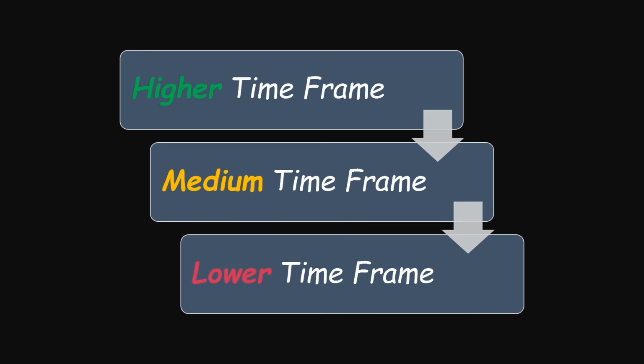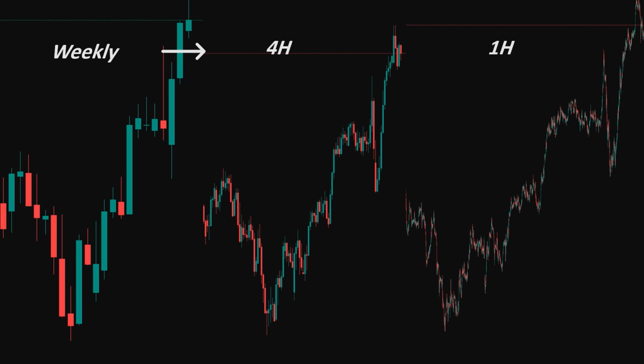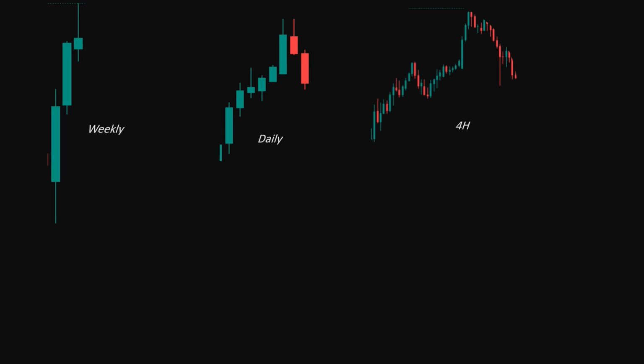Why is this approach so important? Because higher timeframes show you the real trend and the levels that truly matter. When you already know the bigger direction, dropping down to lower timeframes allows you to time your entries properly without trading against the main move of the market. In simple terms, top-down analysis helps you stay aligned with the market, avoid unnecessary losses, and trade with much more confidence.